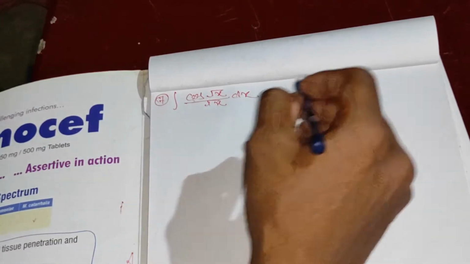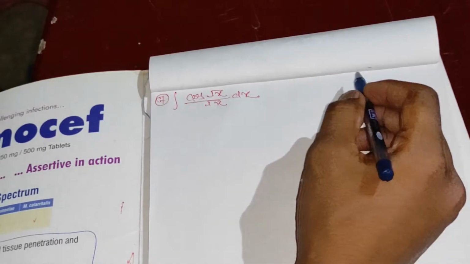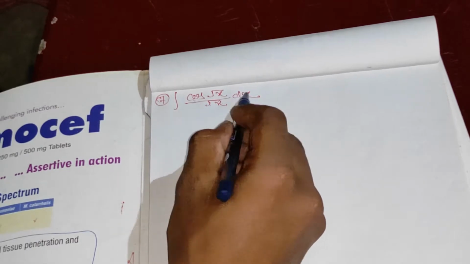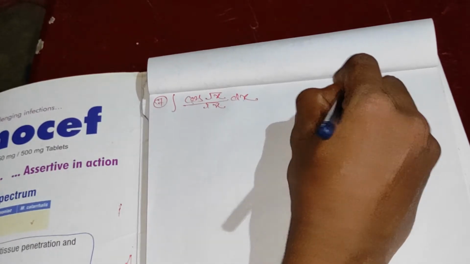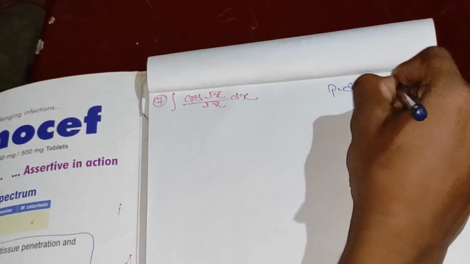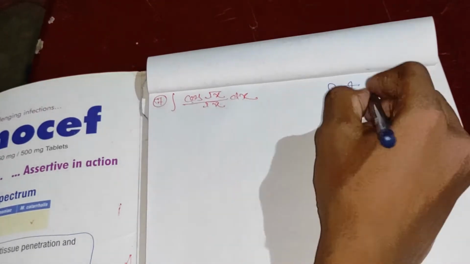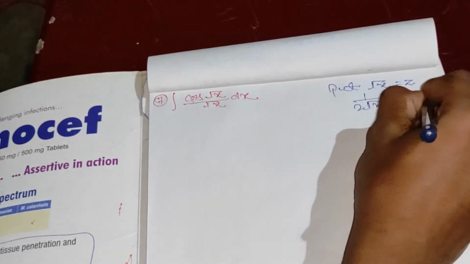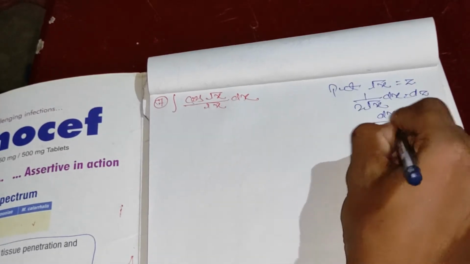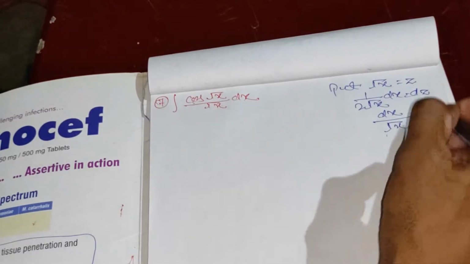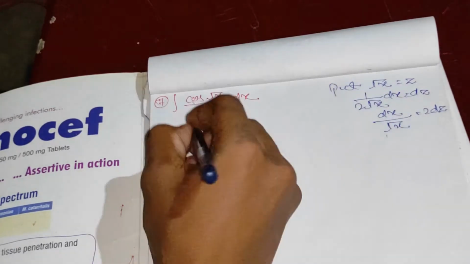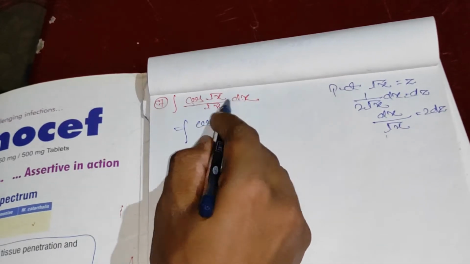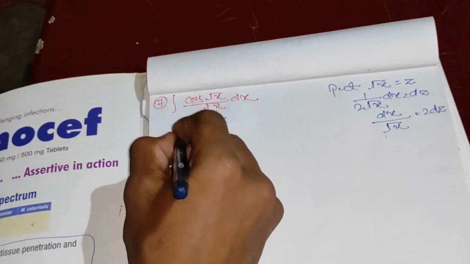So here we can see that if you assume square root of x equal to another variable, after differentiation we will get 1 by 2 square root of x dx. So we put square root of x equal to z. After differentiation we will get dx divided by 2 square root of x equal to dz. So it becomes dx by square root of x equal to 2 times dz. So it becomes cos z times 2 dz.